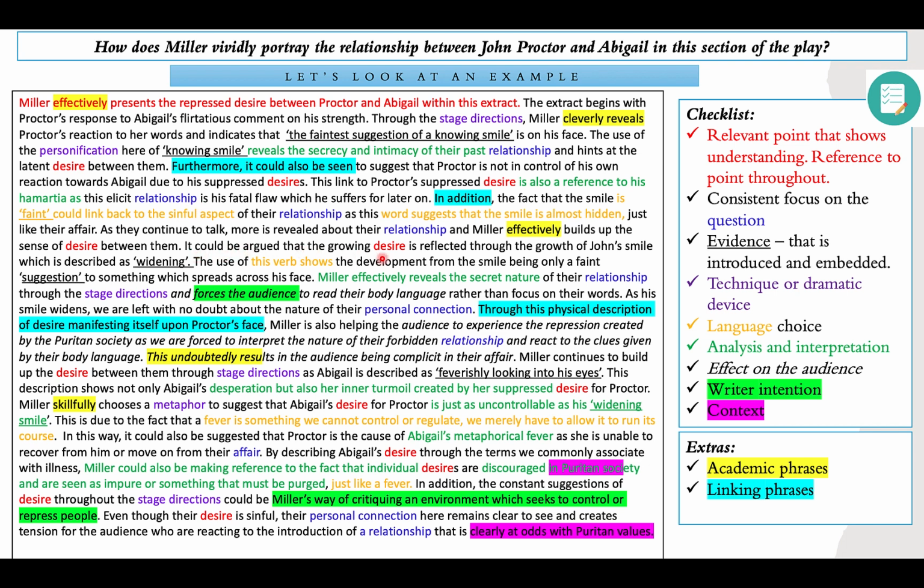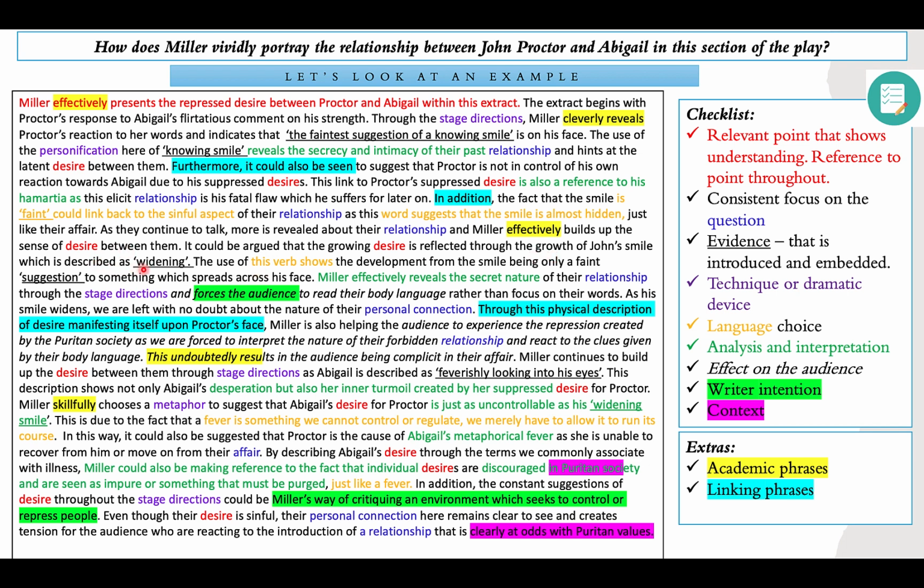It could be argued that the growing desire, so we've gone back to desire, is reflected through the growth of John's smile. So we've now said that the desire is growing and we've linked it to what we see in the extract. So if you did watch session 1, I did go through, there were 2 quotations that I was actually going to use together, and they were both to do with John's smile and how it developed.